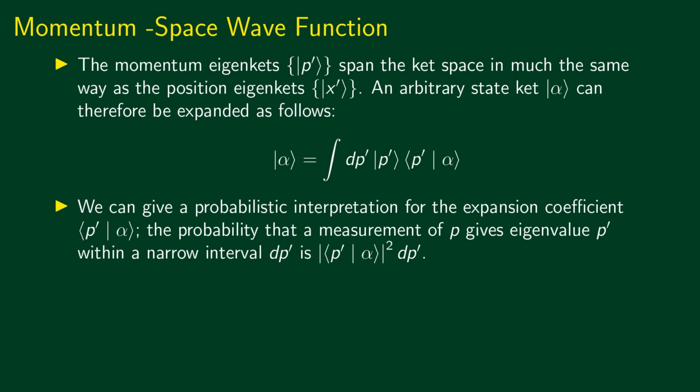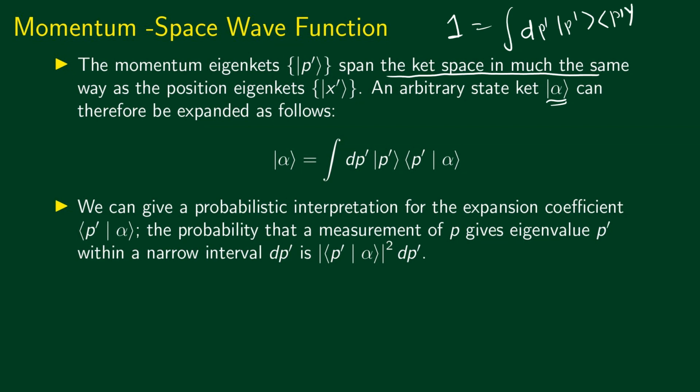As we said, the set of all eigenkets of the momentum operator spans the ket space in much the same way as the position eigenkets do. We have seen this in the case of position eigenkets. The treatment is exactly the same. Instead of using this set of vectors as the basis, I'm using this set of vectors as the basis. That's all. Now, an arbitrary state ket alpha can be expanded. We have the completeness relation as usual: the identity operator is equal to the integral dp prime, ket p prime bra p prime. This is the completeness relation.